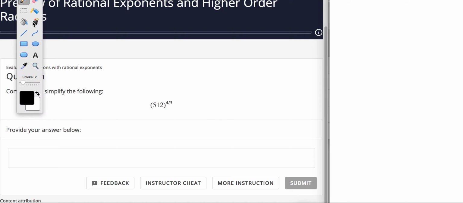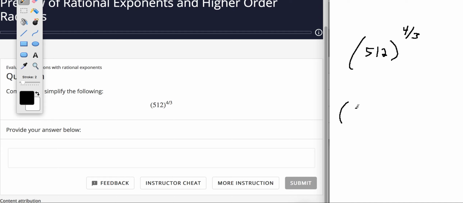Rational exponents and higher order radicals. So if we have this rational exponent, right? Because the exponent is a ratio, it's a fraction. 512 to the 4/3 power. To simplify it, I guess you could try to go for it with a calculator, but let's see what we can do here.